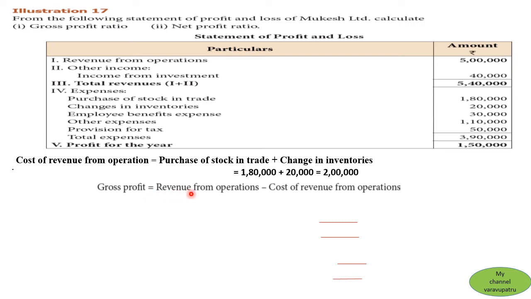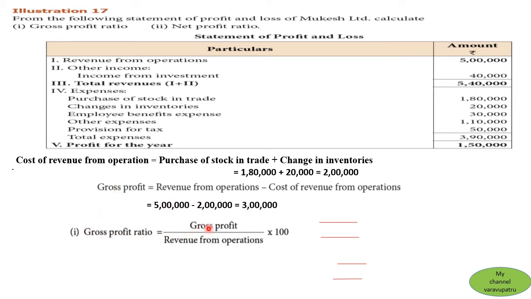Gross profit is equal to revenue from operation minus cost of revenue from operation. Revenue from operation is given in the problem, 5 lakhs, minus cost of revenue from operation we found here, 2 lakhs. 5 lakhs minus 2 lakhs, 3 lakhs is the gross profit. Gross profit ratio is equal to gross profit divided by revenue from operation into 100. 3 lakhs divided by 5 lakhs into 100 is equal to 60%.